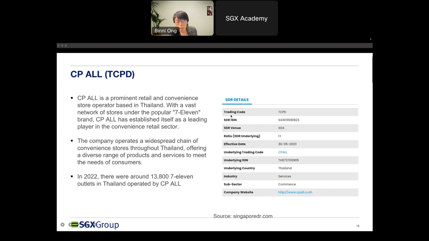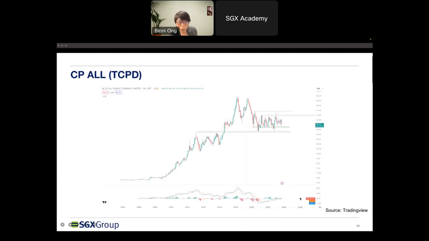Now, this SDR is under the trading code TCPD. Again, the ratio is 1:1 for the SDR and the underlying, and the company website is this one here, as I've listed. So you can get a copy of the slides to refer to it. But most important, let's take a look at the long-term view, that means the key levels of CPR.